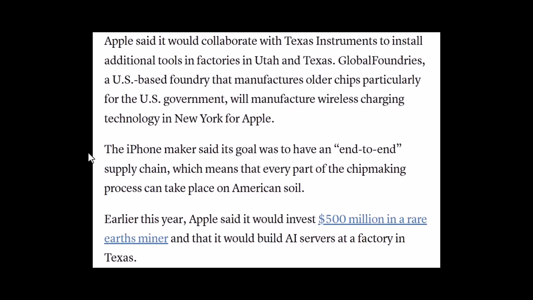Apple said it would collaborate with Texas Instruments to install additional factories in Utah and Texas. Global Foundries, a US-based foundry, a lot of people don't even know this company exists, particularly for the US government, will manufacture wireless charging technology in New York for Apple. The iPhone maker said its goal was to have end-to-end supply chain, which means every part of the chip-making process can take place in American soil. Earlier this year, Apple said it would invest $500 million in a rare earth miner, and it would build AI servers at a factory in Texas.